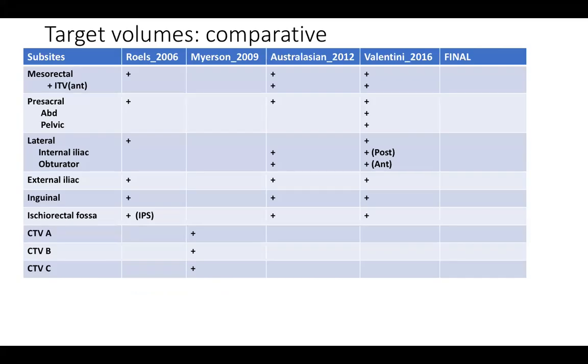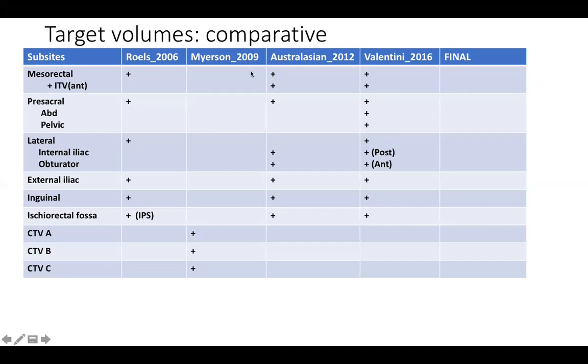So if we look at the target volumes, now we said what is the difference. If we look at the major guidelines which are available, right from Roels et al., who first started in 2006, they talk about the mesorectal along with an ITV, the presacral region. There will be a lateral pelvic region, that is the lateral lymph nodes, which they have considered the internal iliac and obturators together. Then ahead of that, the external iliac region, and further on the inguinal and the ischiorectal fossa or the inferior pelvic site, because they were also catering to part of the anal canal when the rectum invades into the anal canal also.